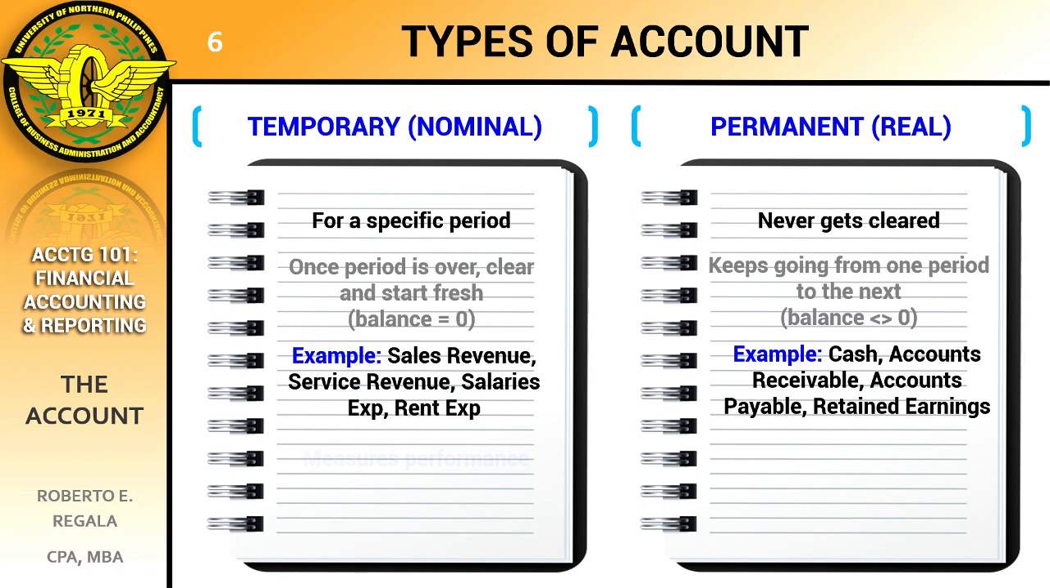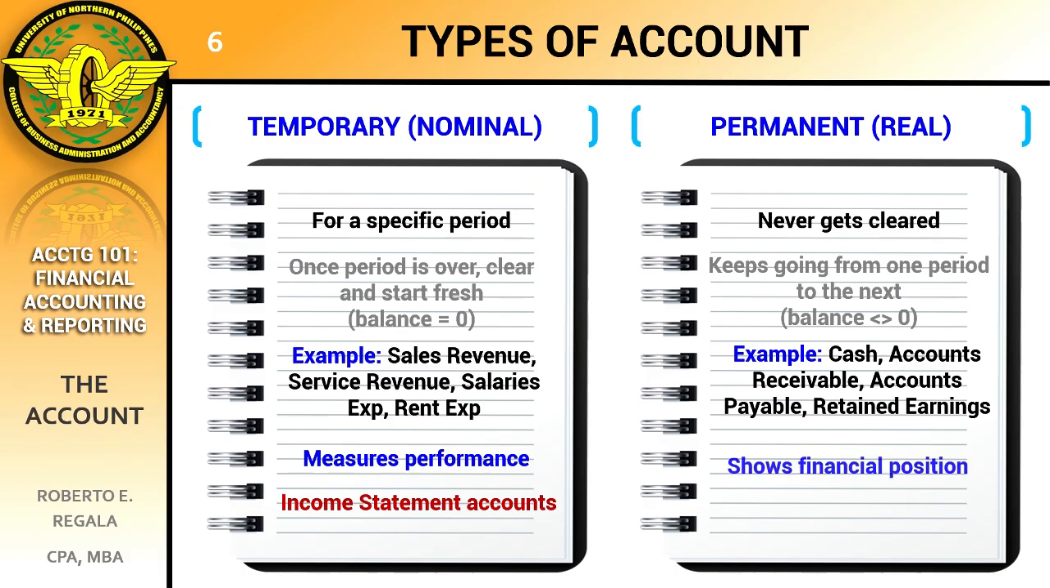The big difference is that temporary accounts are all about measuring your performance and they go on the income statement, whereas permanent accounts show your financial position and go on the balance sheet. Temporary accounts track your income and expenses for a specific period, while permanent accounts show how well you're doing long-term. It's super important to know the difference between these accounts for clear and accurate financial reports.